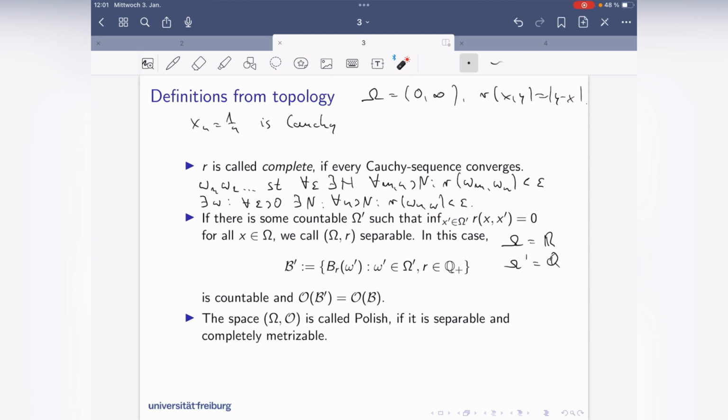So these are two important concepts which we need, completeness and separability. There's also a very special notion. A topological space is called Polish if it is separable and there's a metric generating my topology which is complete. And you can, for the most part, ignore this metrizable thing. You can just say omega is a metric space and the metric is complete and I have a dense countable subset.